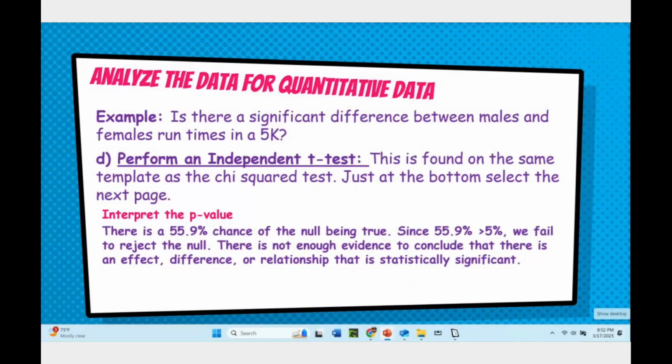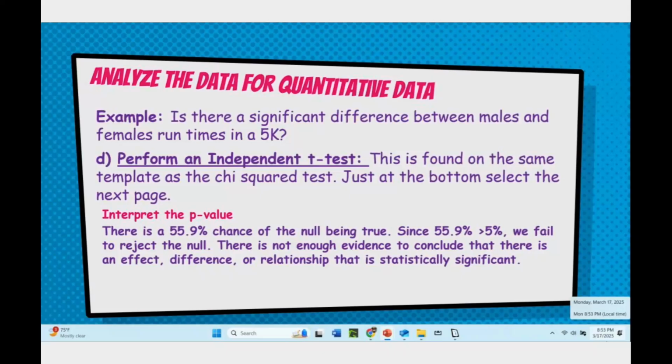So interpret the p-value. On this particular test, when I plugged in the data, I would say that there is a 55.9% chance of the null being true, meaning there is no relationship. That's a pretty significant amount. So since 55.9% is greater than 5%, we would fail to reject the null, which also tells us that we think that everything is as it should be.